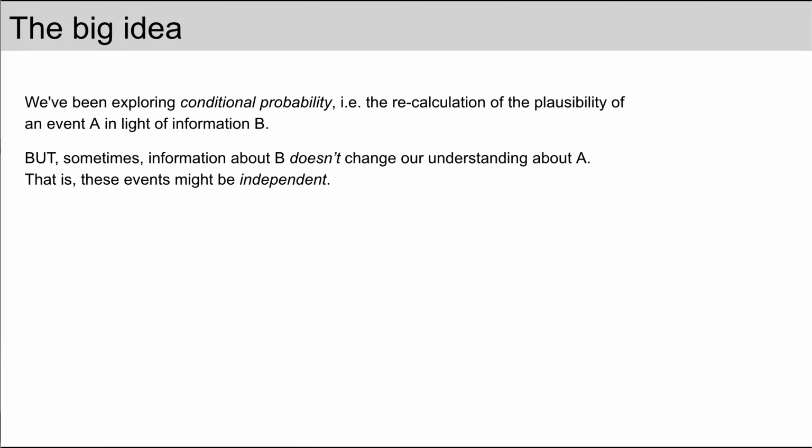In this video, we'll explore the concept of independence. We've been exploring conditional probability, that is, the recalculation of the plausibility of an event A in light of information about another event B. But sometimes information about B doesn't change our understanding about A. That is, these events might be independent.